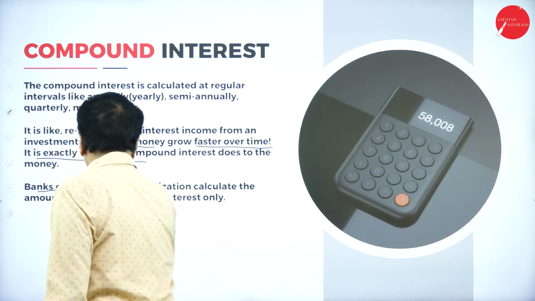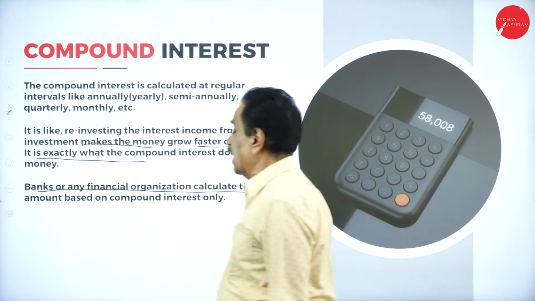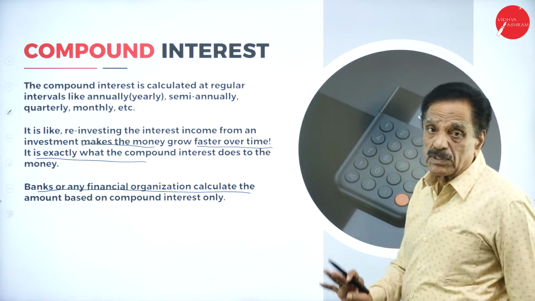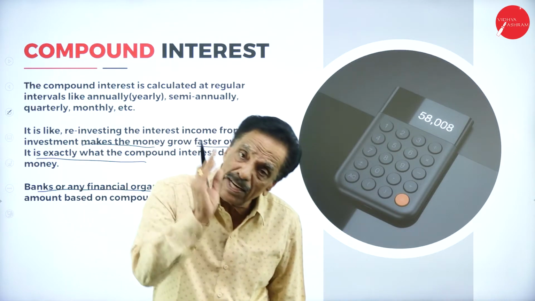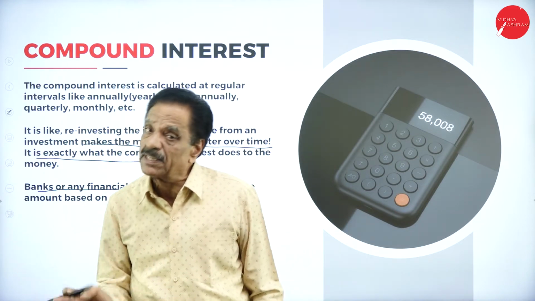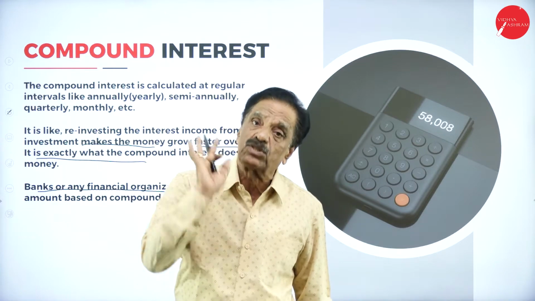Banks or any financial organization calculate the amount based on compound interest. Even the banks and financial institutions go by compound interest only, not simple interest.